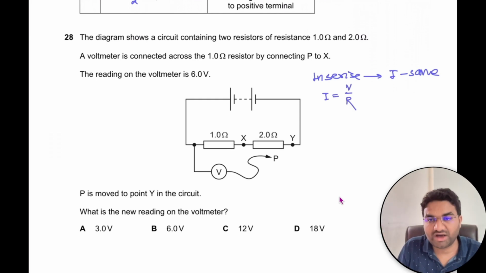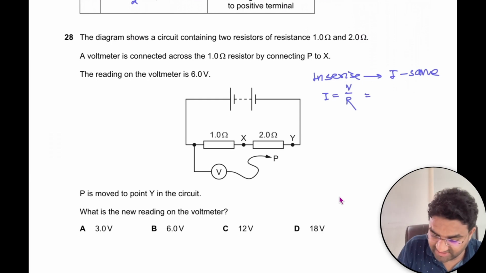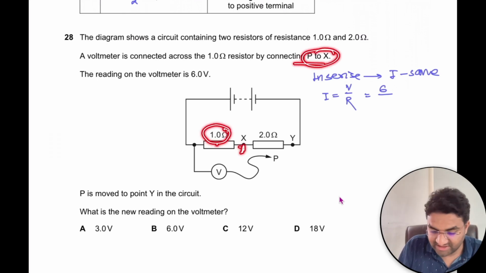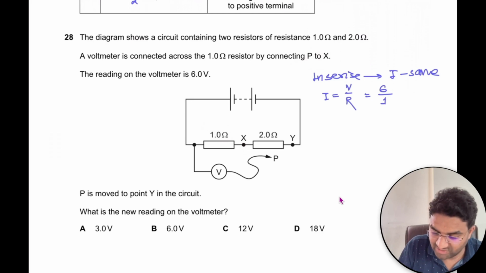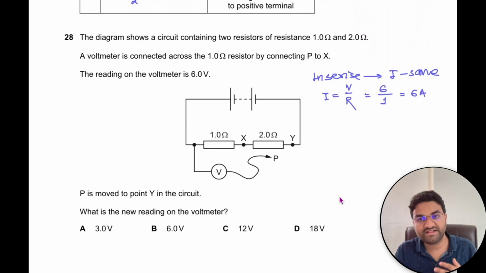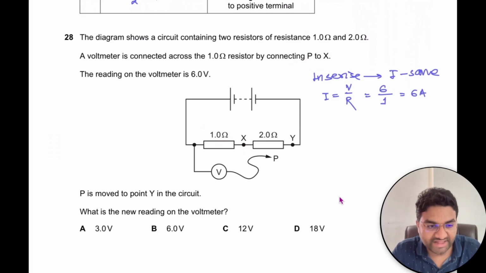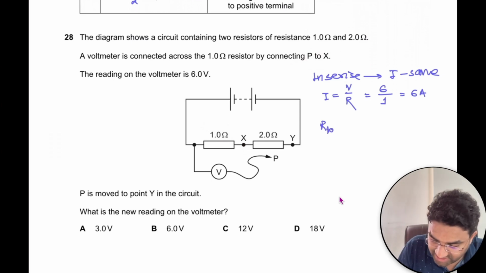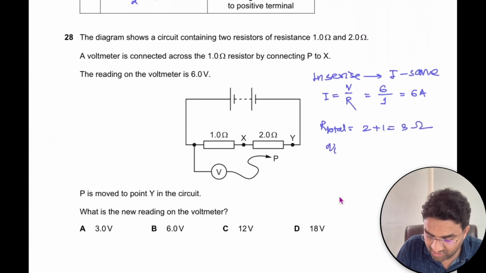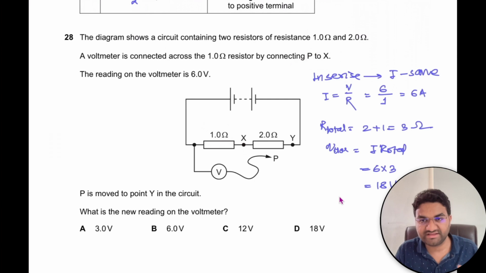So voltage divides. Firstly, we can calculate the current across the whole circuit, which is I equal to V over R, isn't it? So V is 6 over, and initially P is connected to X, which means we take the resistance 1 ohm. So 6 ampere is the current in the circuit, we get the first part. Then next R total we can calculate, which is 2 plus 1, which is 3 ohm. Fine. Then V total is I times R total, which is 6 times 3, which is 18 volt. And this is the voltage, isn't it? So D is the correct option.